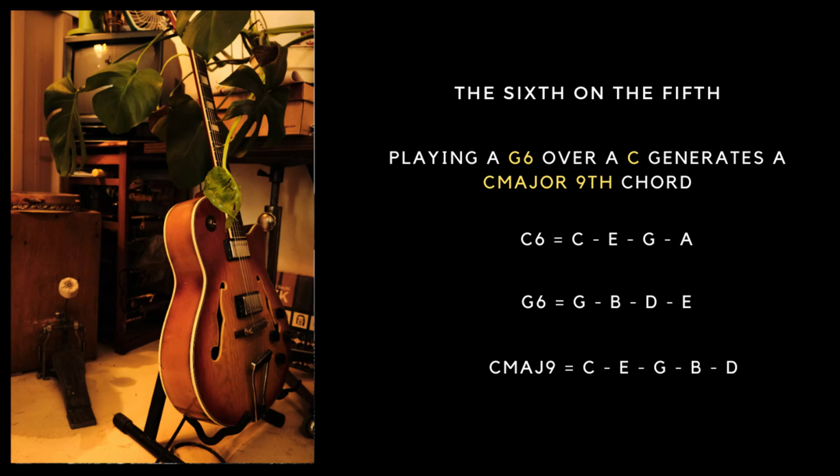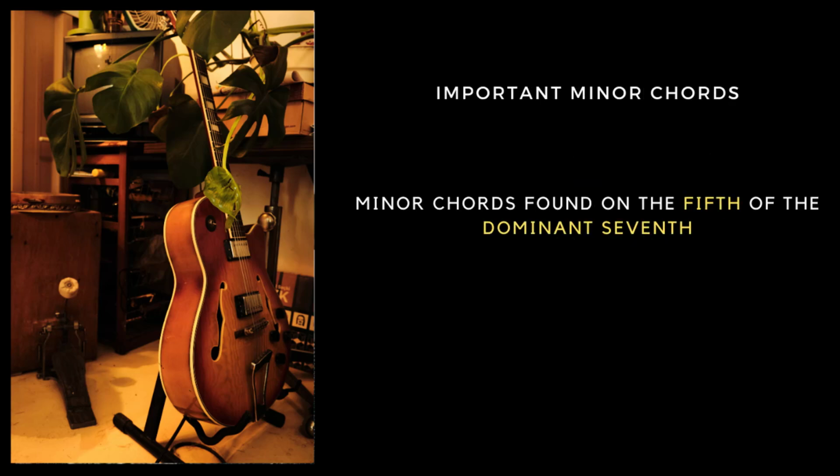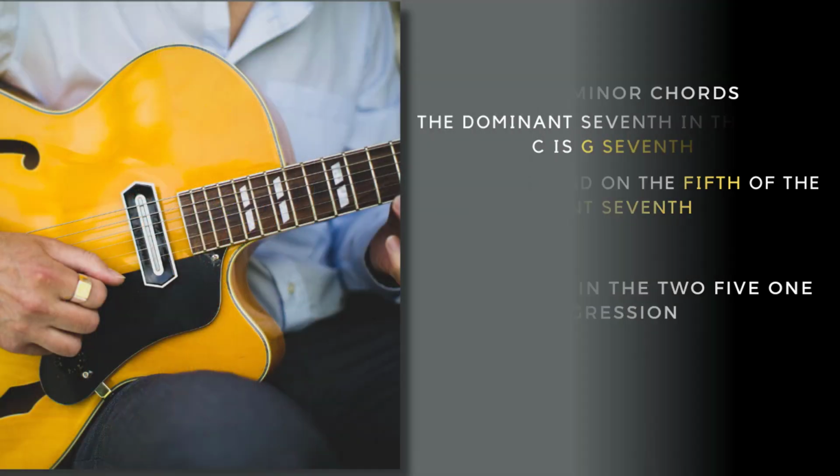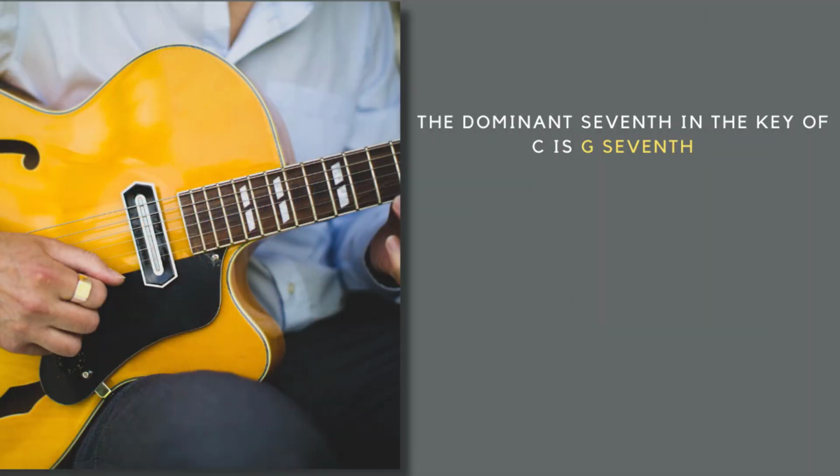And in this session we're going to take the same approach across to what we call the important minor chords. Jazz musicians refer to the important minor chords as minor chords found on the fifth of the dominant. And this is what is commonly known as the 2 chord in a 2-5-1 progression. Okay, let's see how this works. Again, I'll be working in the key of C.